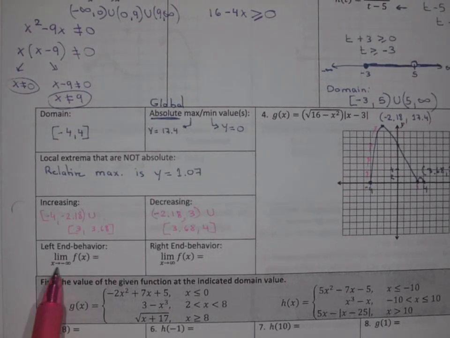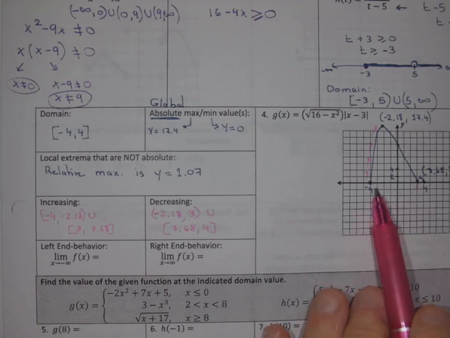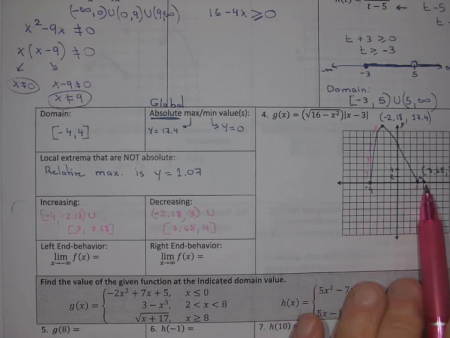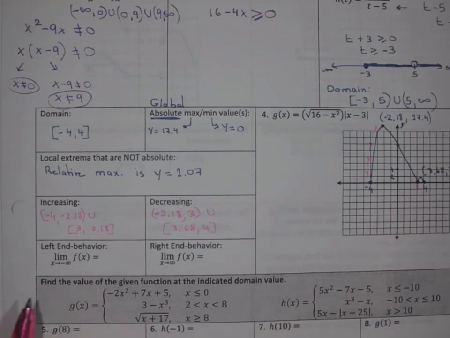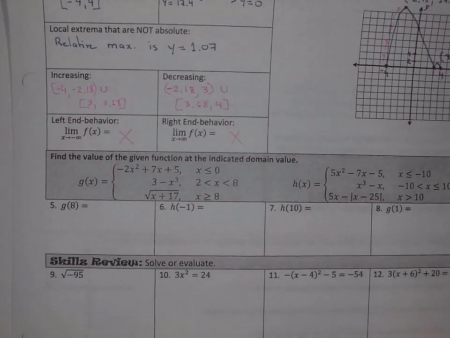Left-hand behavior, so as the x goes to -infinity, well, that really doesn't happen, right? Because this graph actually stops here and stops here. We're never going to go to infinity, so it's not applicable. So we're going to just skip that.